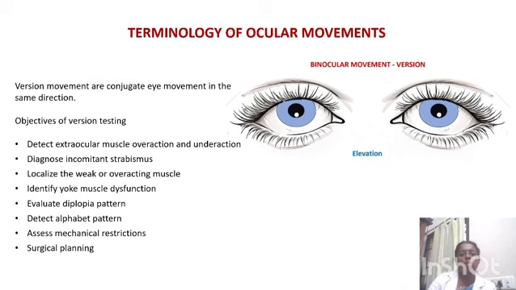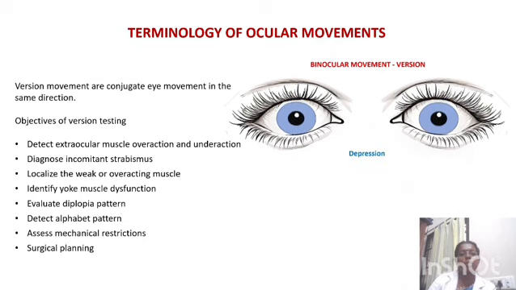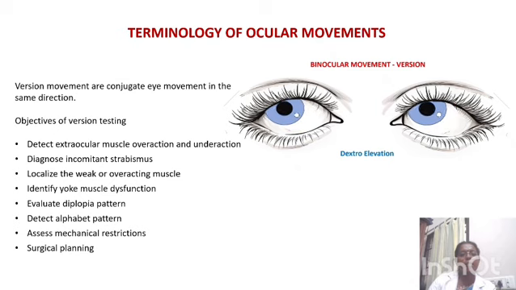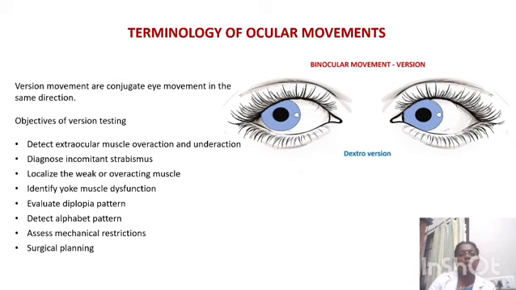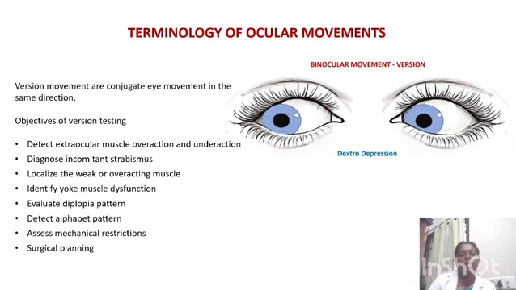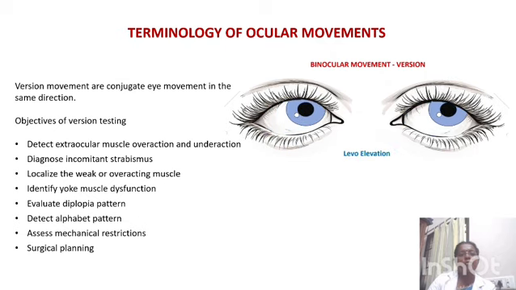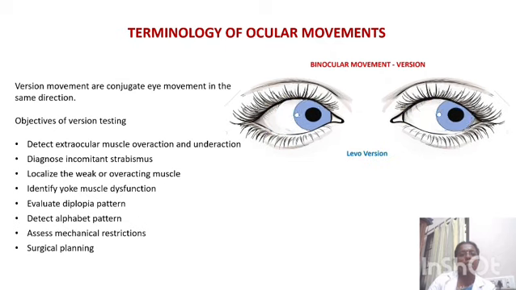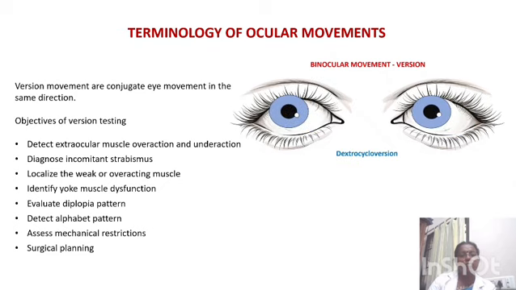Version, or binocular conjugate eye movement, is one in which both eyes move together in the same direction. Version testing allows us to detect muscle underaction or overaction, identify yoke muscle abnormalities, evaluate diplopia pattern and plan surgical treatment.